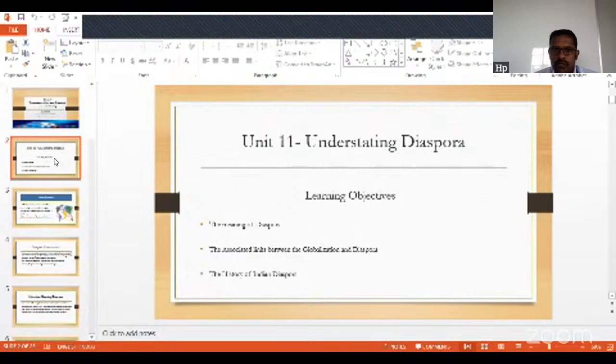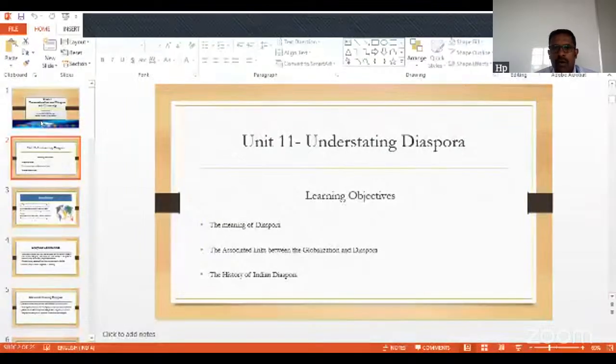So the first learning objective is what is diaspora, that we have to understand. The second one is the associated links between globalization and diaspora: how far globalization and privatization have contributed towards forming the diaspora community. And the third learning objective of this unit is the history of Indian diaspora. So dear learners, keep these objectives in mind. We are going to learn these aspects in Unit 11.